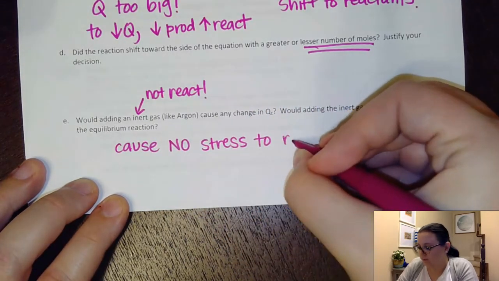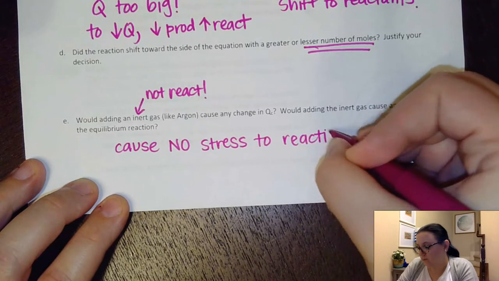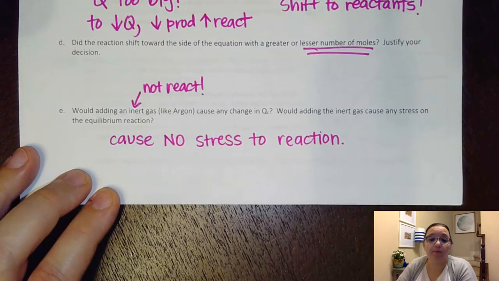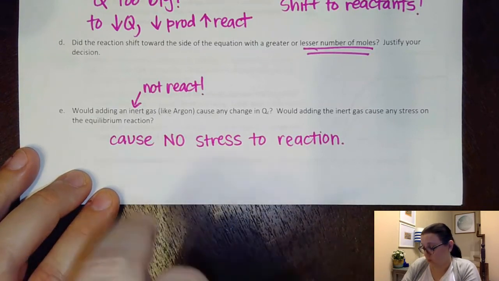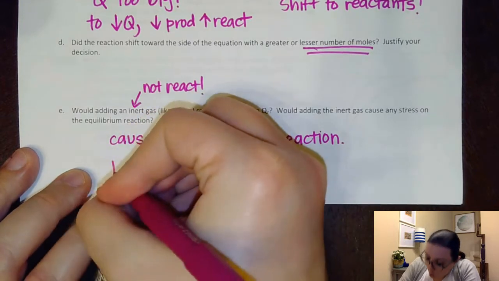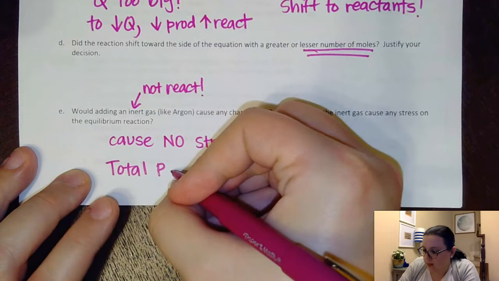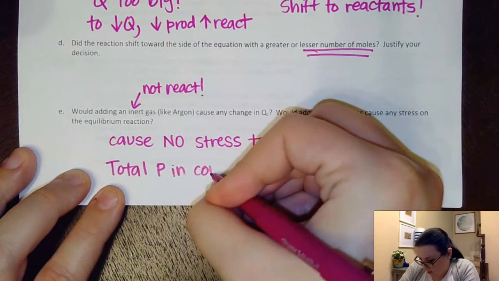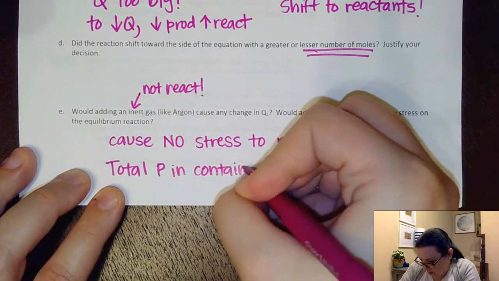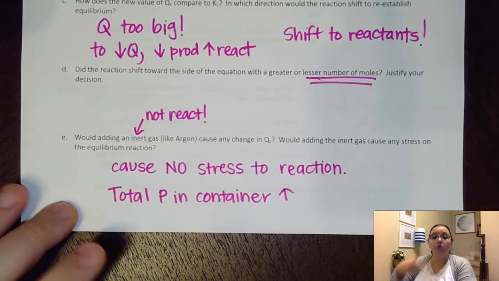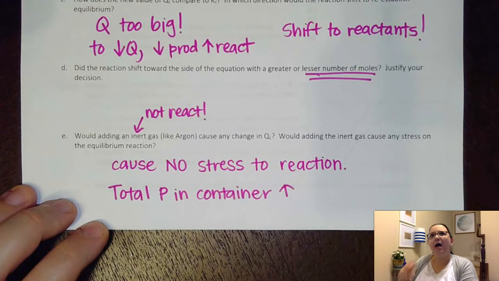To the reaction. Meaning there would be no shifting of equilibrium that has to occur with this. Now, there is one change though that this would cause. My total pressure in the container would increase, okay? Adding another gas in would cause more pressure to build up.